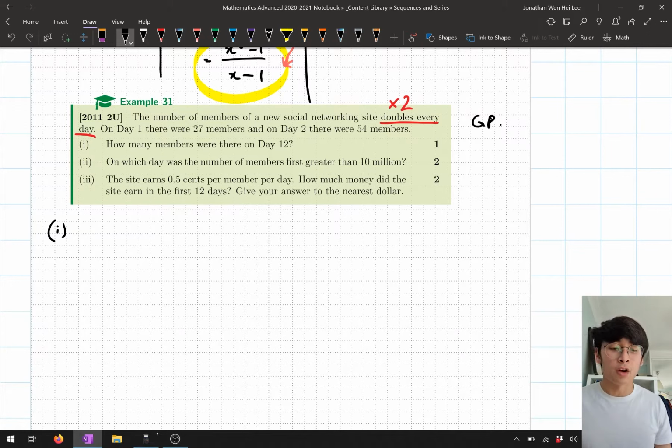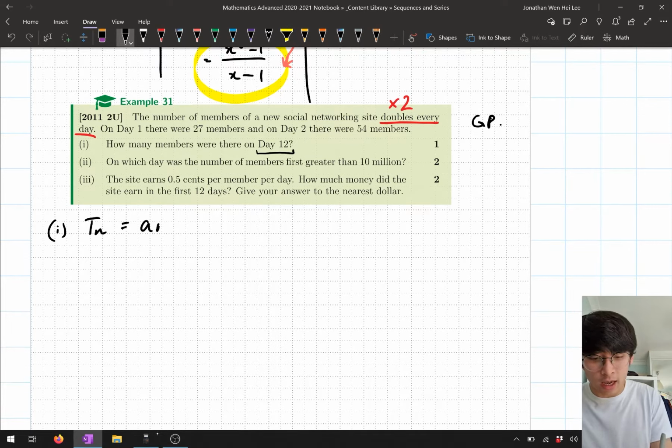How many members were there on day 12? Once again, pause. What's this question asking me to do? Is it asking me to find how many members there were cumulatively, how many members were on the first day, and on top of that how many were on the second day, and adding that all together? No, we actually want to find how many members were just on that 12th day. So here I want to find Tn. And the formula for Tn for a geometric progression, if you remember, is A times r to the power n minus 1. And so here we want to find those values.